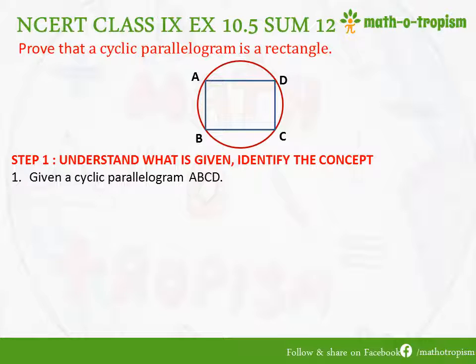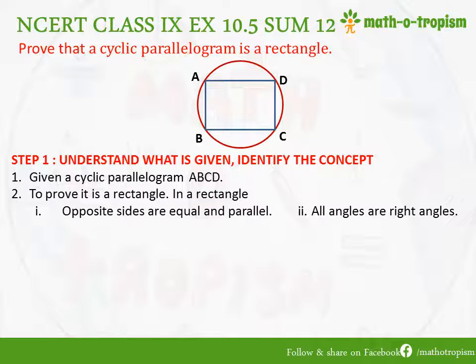So first we will start with each of the words, that is rectangle, parallelogram and cyclic quadrilateral, and explain what properties each one has and try to identify a link between these three. So first we need to prove it is a rectangle. In a rectangle, if we think about its properties, opposite sides are equal and parallel, and all angles are right angles. So it means what? Angle A, angle B, angle C and angle D, all these angles are 90 degrees. This is what we have to prove here.